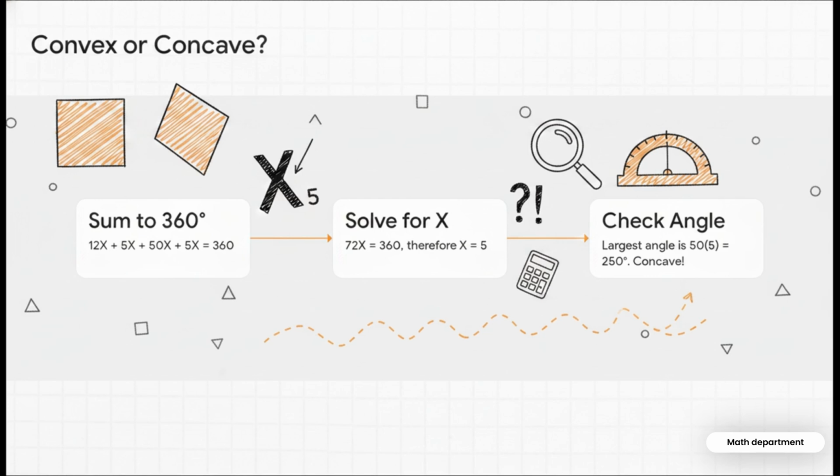Now why did we even do that? Because we need to test if the shape is concave. In step 3, we look at the biggest angle, which is the 50x. We plug our 5 back into that. 50 times 5 equals 250 degrees. And since 250 is clearly greater than 180, we found our reflex angle. The shape is definitively concave.